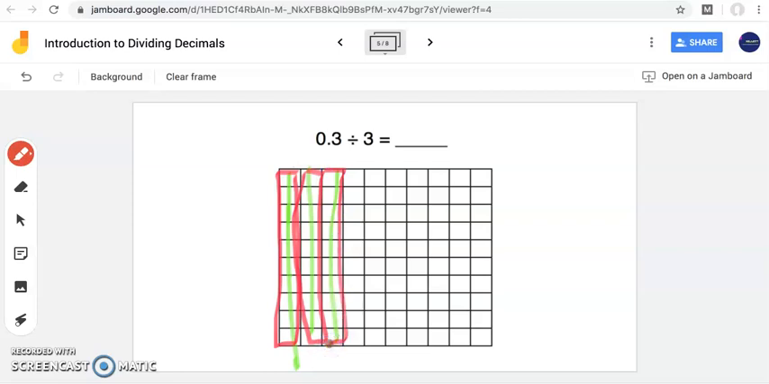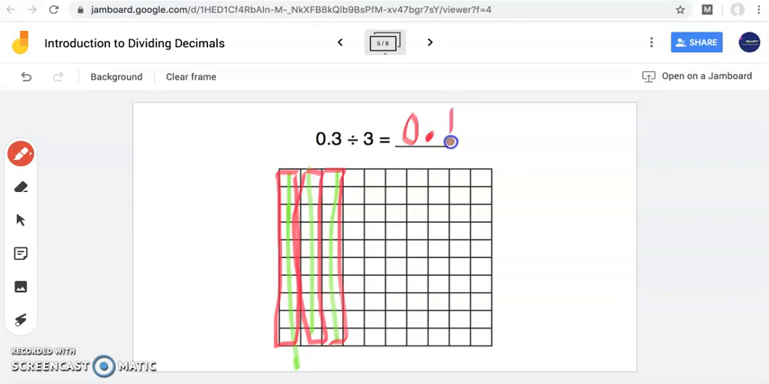Now notice each group has 1/10. I have nothing left over here. I used all the green pieces. I shaded in 3/10. I used the whole 3/10, and I broke that into 3 pieces. Each piece has 1/10. Therefore, my answer is 1/10.